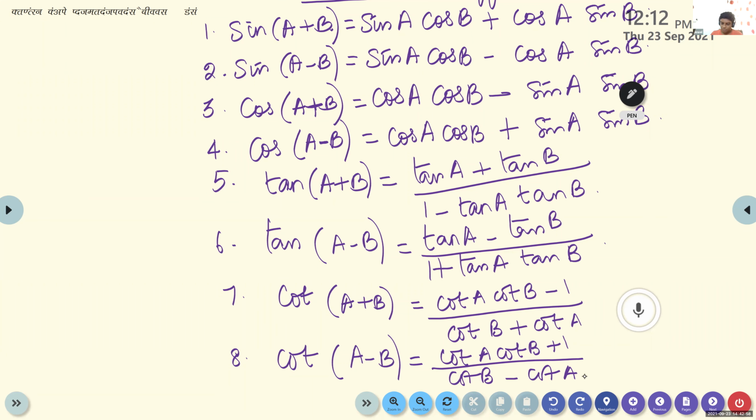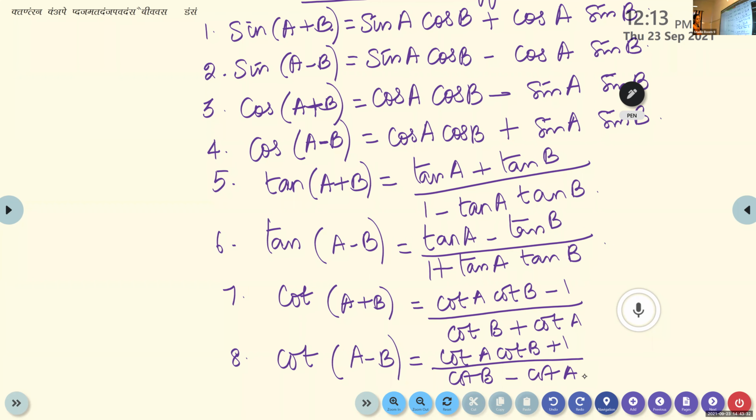Yes Jewel, we are not able to hear, I think. Repeat it once again. What is cos of A minus B? Cos A cos B plus sin A sin B. Okay. Next. Tan of A plus B? Tan A plus tan B divided by 1 minus tan A tan B. Yes. Tan of A minus B? Tan A minus tan B by 1 plus tan A tan B.